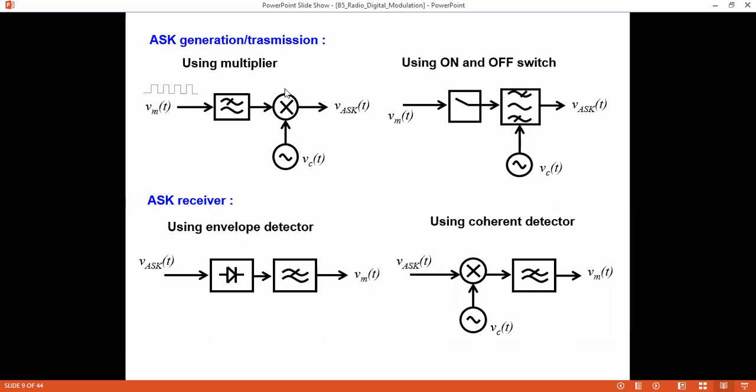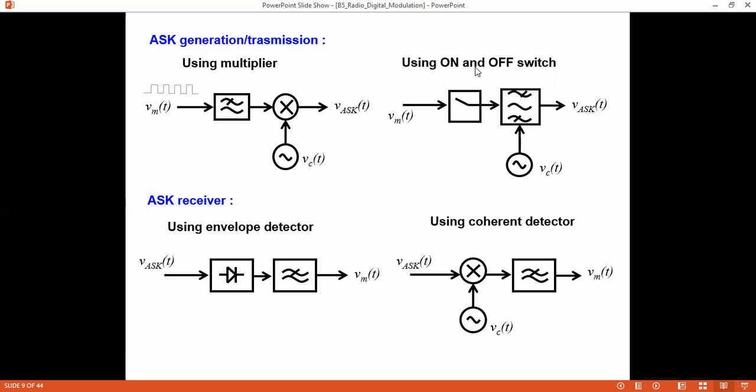Okay. So we look at the generation and detection. It's quite simple. Basically, you can use a multiplier. This filter is to limit the frequencies of our FM up to whatever harmonics, and then we multiply with our carrier. Then we get our ASK.